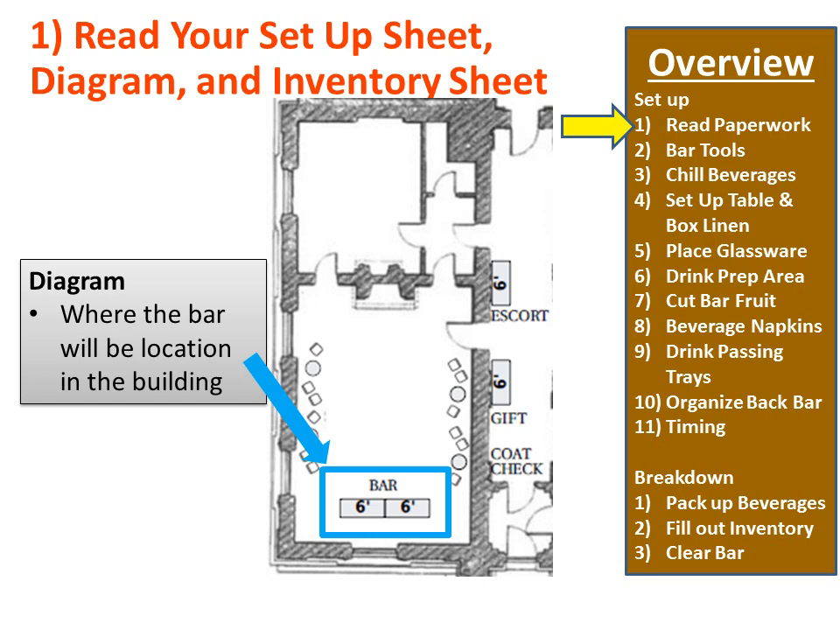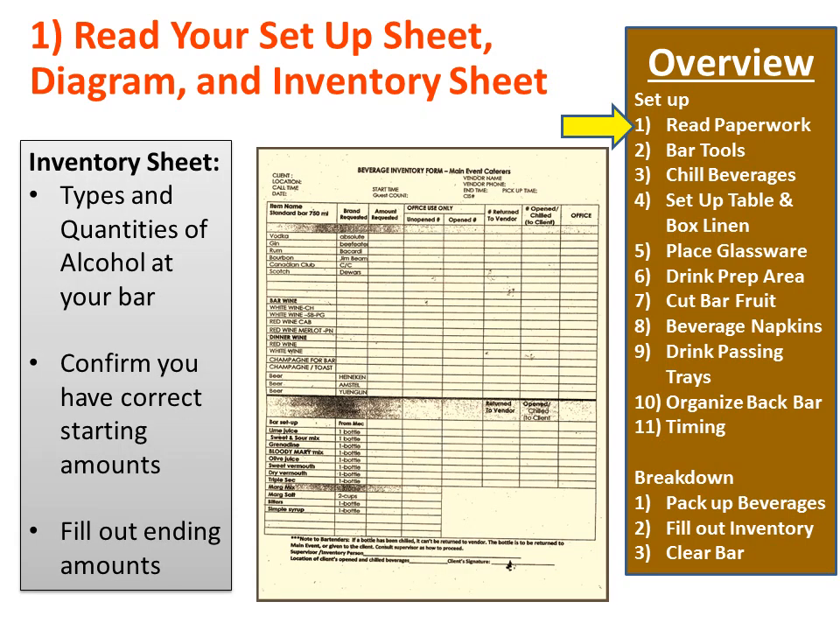After reading through the setup sheet, you should look at the diagram so you know where in the building you're going to be setting up the bar. The last part of the paperwork is the beverage inventory sheet. It tells you the types and quantities of alcohol that will be used that day. Once looking at this, you should confirm you have the correct starting amounts. You will later need to fill in the ending amounts. Let's take a closer look at this.